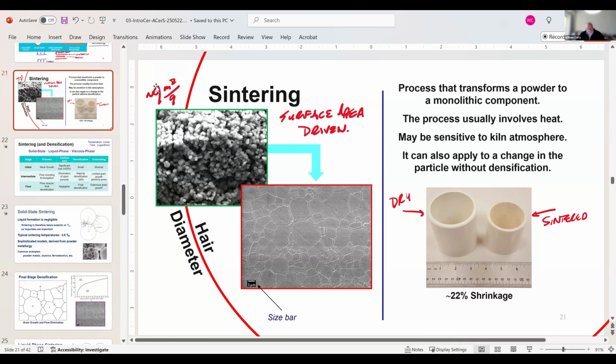Okay, so I have another note down here. It says size bar. What we do typically in these systems is that we want to give an idea of what the size is in our image.